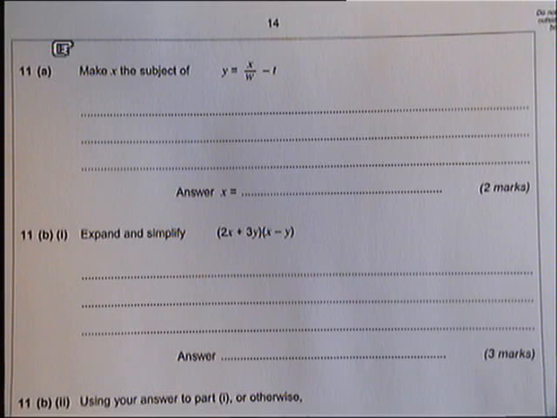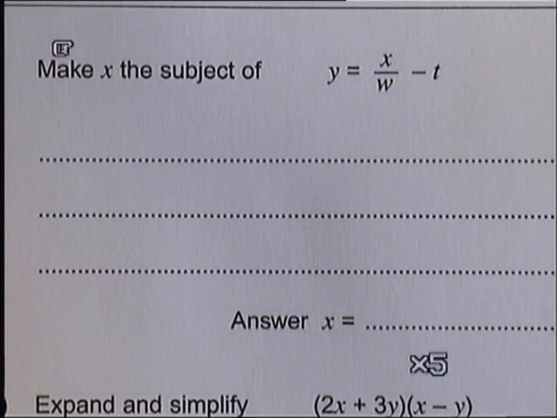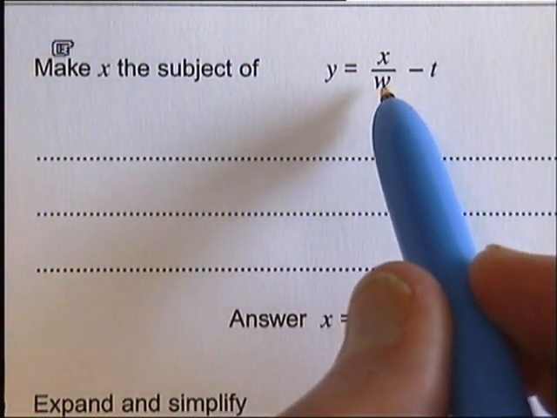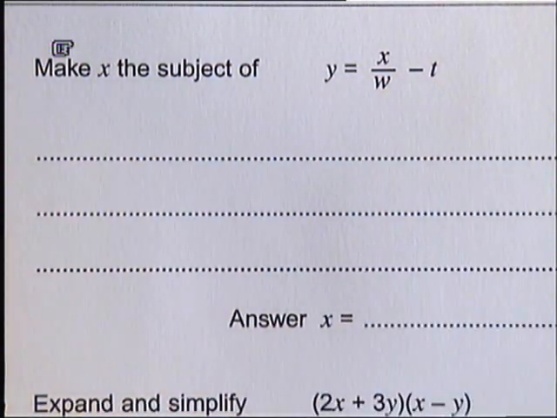This is question 11 of the November 2010 Mod 5 Higher Paper 1. In this one we've got to make x the subject of the formula. That means we need to rewrite this as x equals. The x is being divided by w and then having t taken away from it.